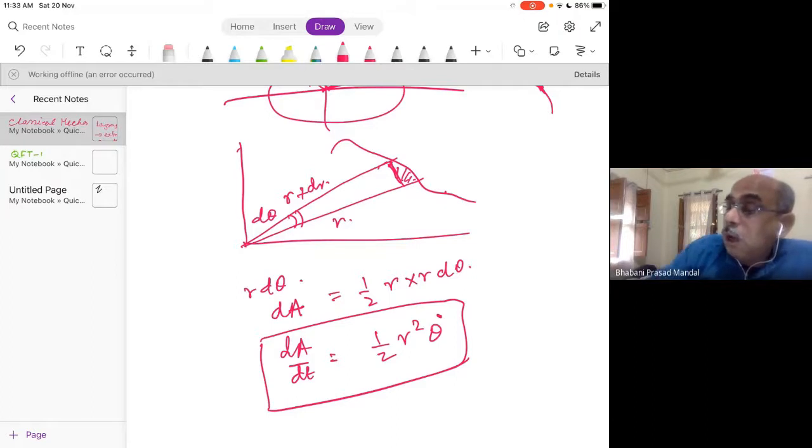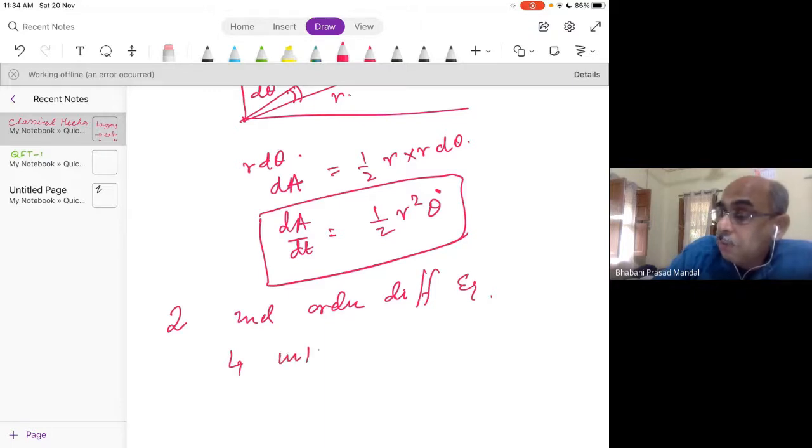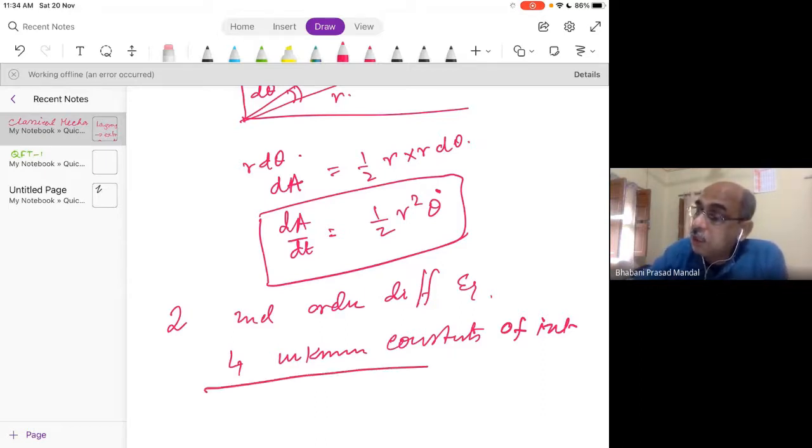Okay, so the differential equations we get are for two variables, so two second order differential equations. If you want to solve, there will be four unknown constants of integration, right? If you have a second order differential equation, the solution is always written in terms of two unknown constants. But then how do we find these four constants?